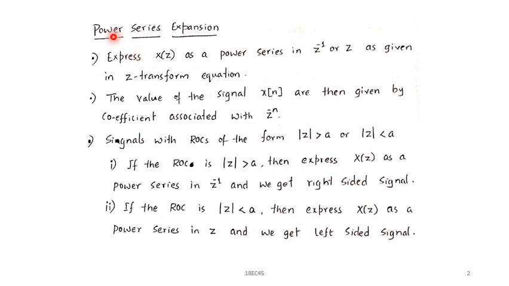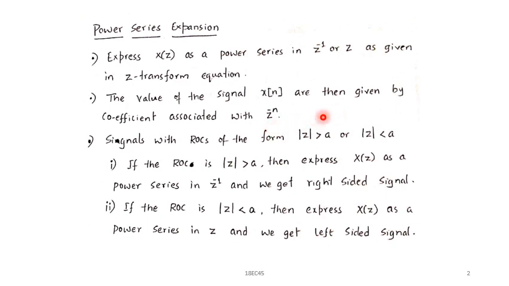In the power series expansion method, you have to express X(z) as a power series, either in terms of z inverse or z, as given in the Z transform equation. The values of the signal x(n) are then given by the coefficient associated with z to the power minus n. Then based on the ROC, I write it in terms of either positive powers of z or negative powers of z.